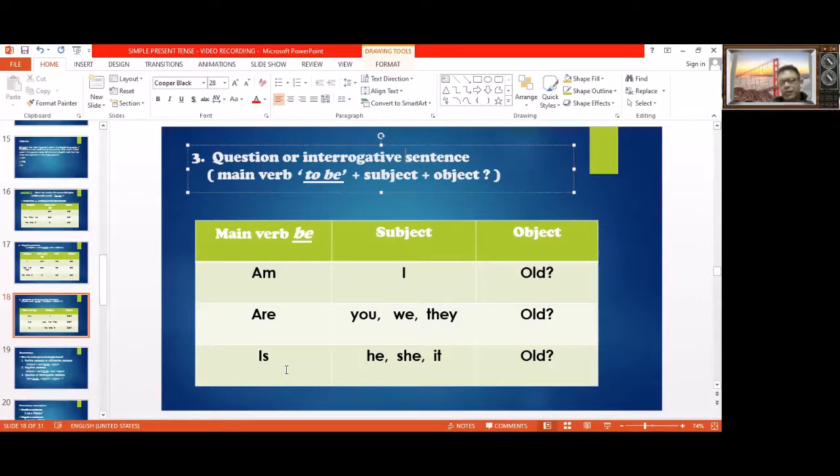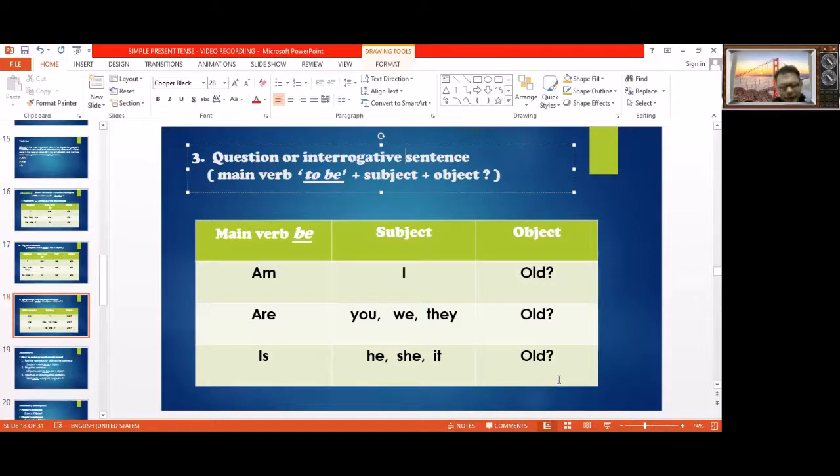And the last one, we have group two, using the subject he, she, it. So again, use the verb to be, is. So you just interchange again. So we have, is he old? Is she old? Is it old? So as easy as that. So please try to remember the structure and the groups that we created, okay? So that it will be easy for you to remember.